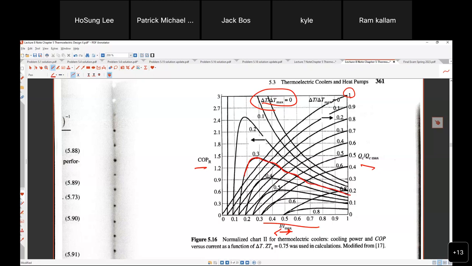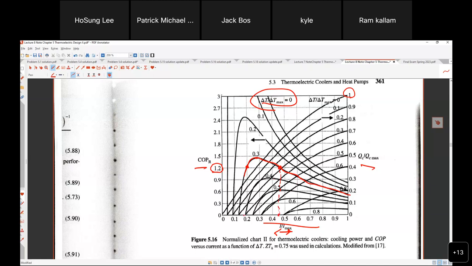So, if the requirement is a COP of 0.2, you're going to go this way or this way. Which way are you going to go? Now you have to decide. Okay, so it's valid either way. No. One way is much better. Well, I would choose the other one because the Q over Q max converges with that 0.3. And it's not possible with the other curve.